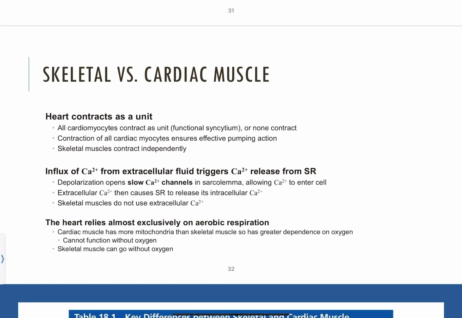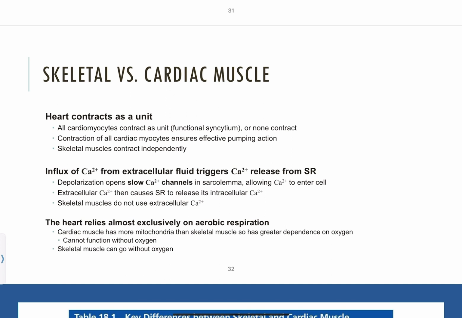So another important difference is that the heart contracts as a unit, which we just talked about, meaning all the cells are working together to pump blood efficiently. Whereas with skeletal muscles, we can contract them independently. We're not going to contract them necessarily all at once.